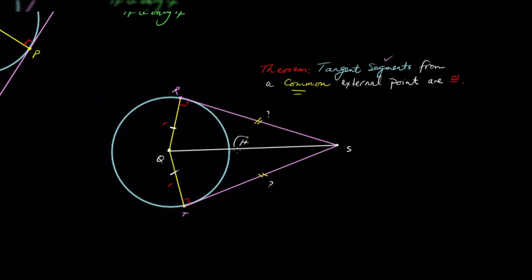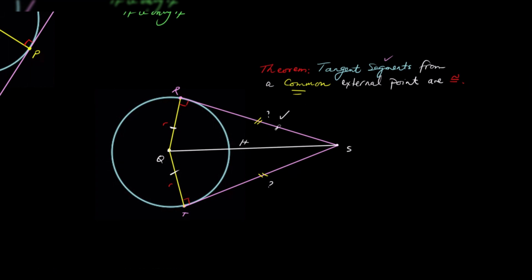So hypotenuse, leg. If you remember, if you're proving a triangle is congruent, and it's a right triangle, if the hypotenuses are congruent and one of the legs is congruent, then the two triangles are congruent. So these two triangles are congruent by hypotenuse, leg. And the third sides, the tangent segments, therefore are congruent by CPCTC, corresponding parts of congruent triangles are congruent. So that's the proof for this particular theorem.